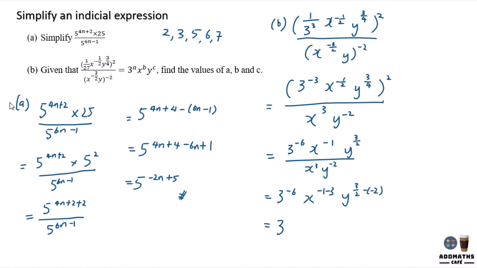So at the end of the result, this will give you 3 to the power of negative 6, x to the power of negative 4, and y to the power of 3 over 2 plus 2, by using a calculator. This will give you 7 over 2. If we compare this answer with this, we know that A will be equal to negative 6, B will give you negative 4, and C will then give you 7 over 2. So these are the answers for these questions.